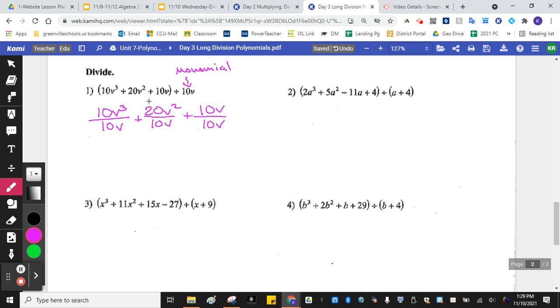So if it's a monomial, you're just dividing each individual term. It's when you get to binomials, that's when we have to do the long division. What page is this? The back of the one we just did.